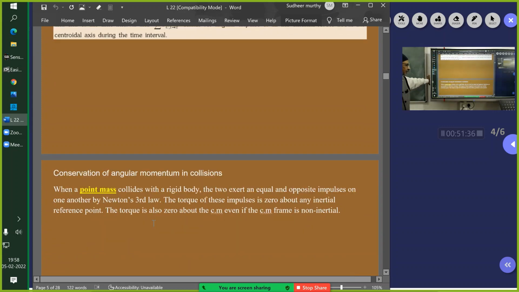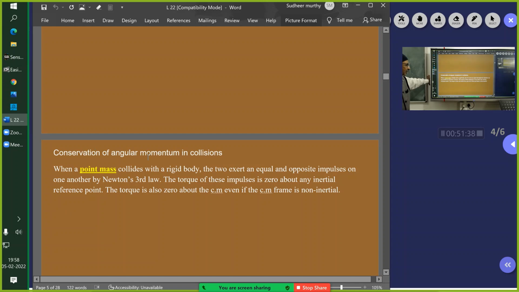Now, there is something here. Can you all read this, friends? Conservation of angular momentum in collisions. When a point mass, see I have underlined it, collides with a rigid body, the two exert equal and opposite impulses on one another, as per Newton's law. The torque of these impulses is zero about any inertial reference point. The torque is also zero about the center of mass, even if the center of mass frame is non-inertial. Can anybody explain this?